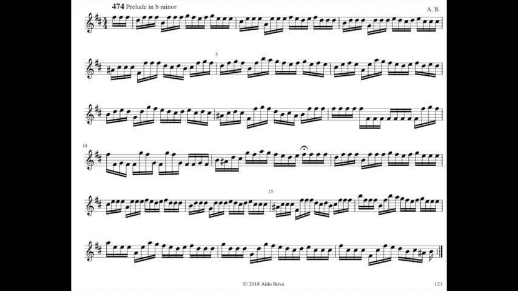This prelude is based upon 7 chords. It's not my invention at all. 7 chords in some relationship. Each chord, the first chord goes to the second, that is a fifth lower.